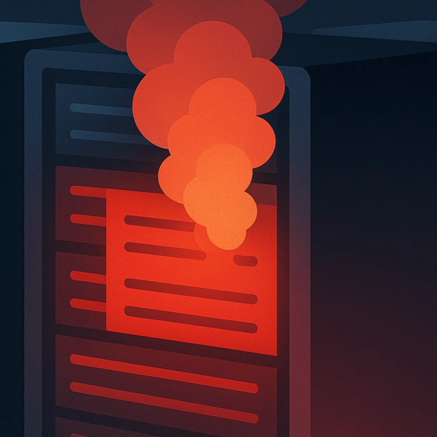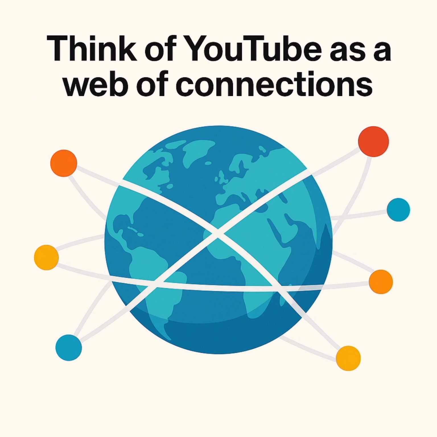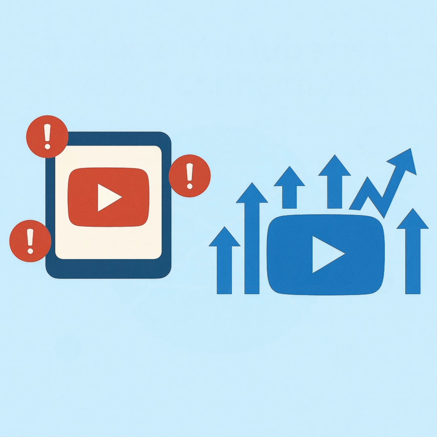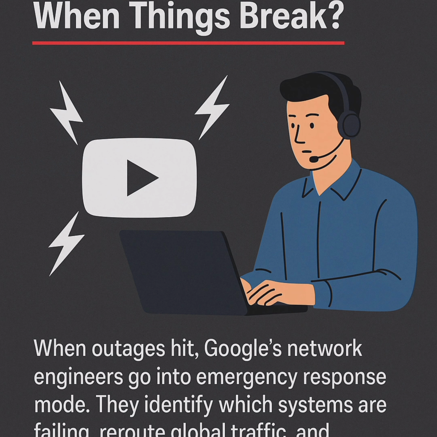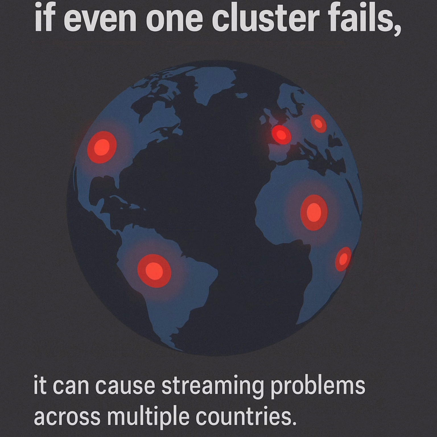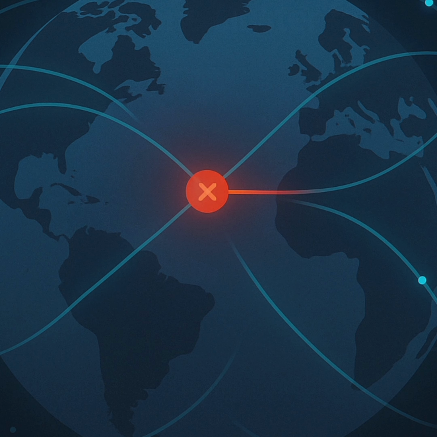The second major cause is a network or routing issue. Think of YouTube as a web of connections. Data has to travel from their servers through the internet backbone, across content delivery networks, and finally to your device. If a backbone link is disrupted, or if a content delivery network misroutes traffic, users in whole regions can lose access in seconds. These types of issues are often behind partial outages, where YouTube works fine in some countries but completely fails in others.